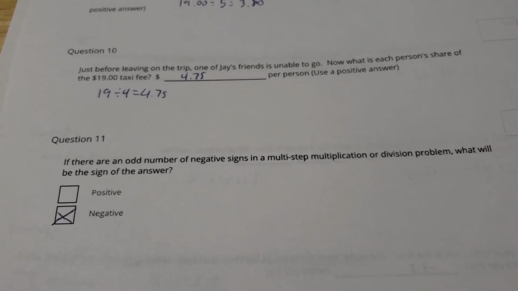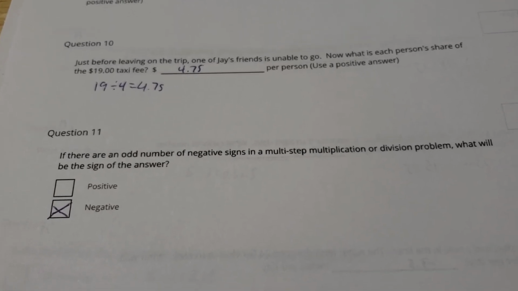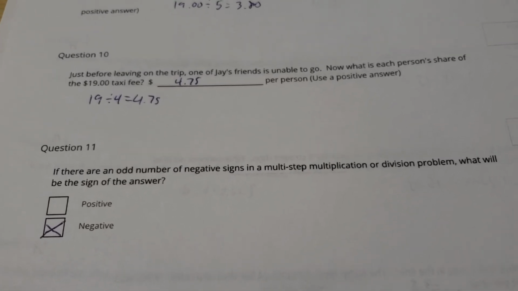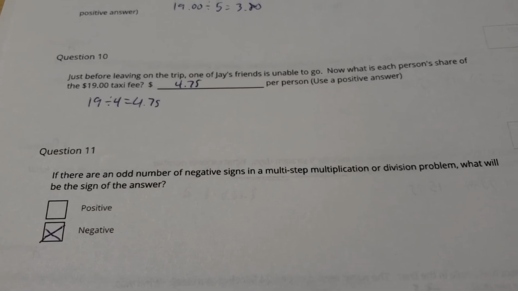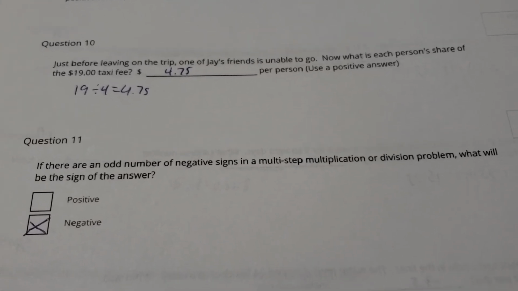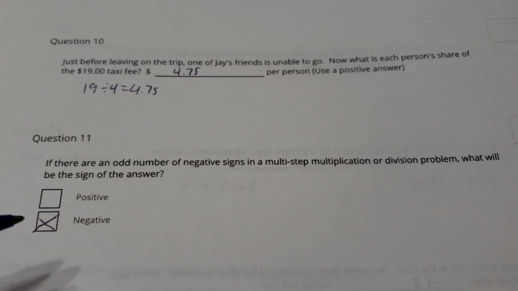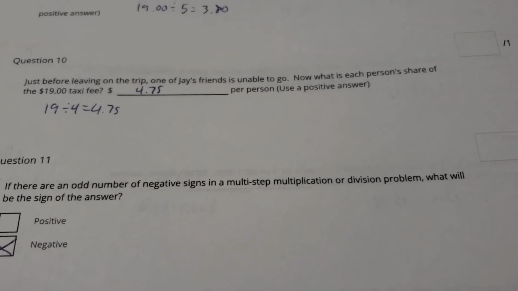Question 11, if there are an odd number of negative signs in a multi-step multiplication or division problem, what will be the sign of the answer? Remember, if you have one negative sign, we've discussed so far, it's negative. 2 negatives bring you back to a positive. 3 takes you back to a negative. So any amount of odd numbered negative signs will be a negative type of answer.